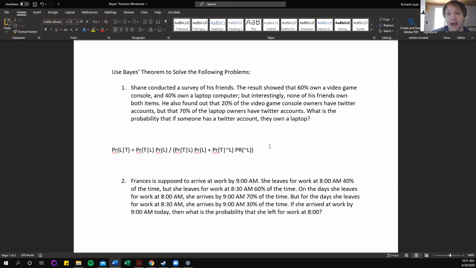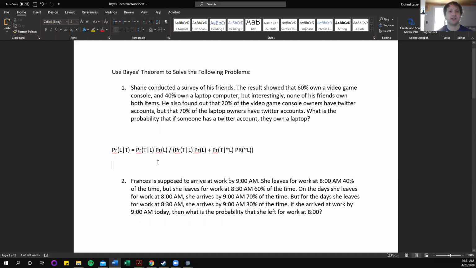And notice that you either own a video game console or you own a laptop. You don't own both according to this problem. So all of his friends either own video game consoles or they own laptops. Okay, so he found that 20% of video game owners have Twitter accounts, but that 70% of laptop owners have Twitter accounts. So that's where we're going to get some of these values here for these conditional probabilities.